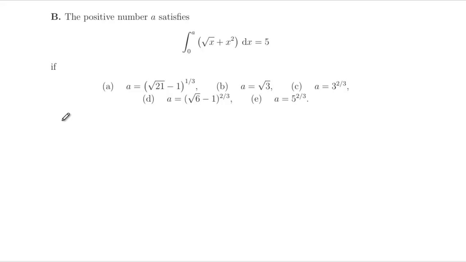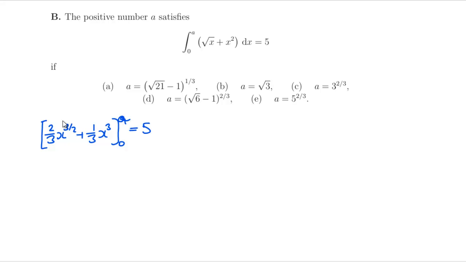Question B. The positive number a satisfies that integral if a is equal to what? Well, let's do the integral then. So that's going to be 2/3 of x to the power of 3 over 2 plus 1/3 of x cubed, between a and 0, is equal to 5.